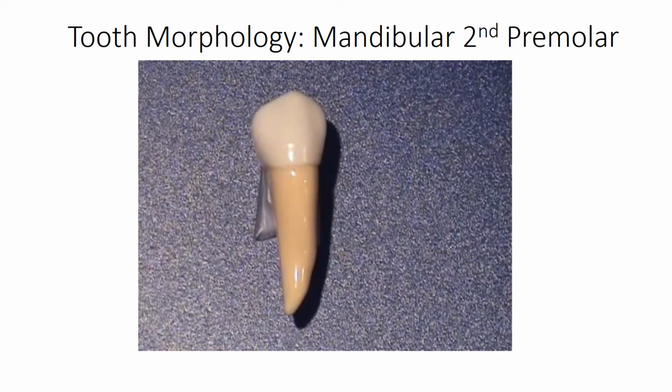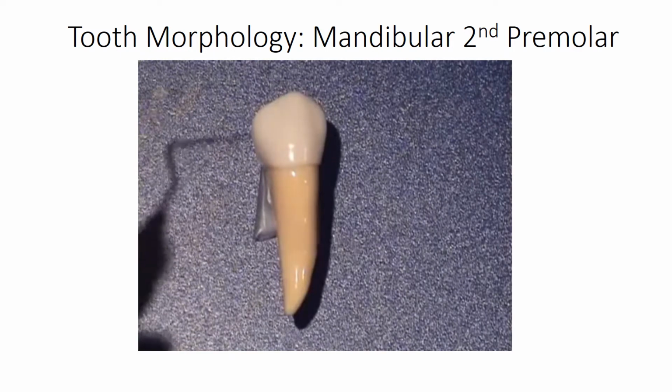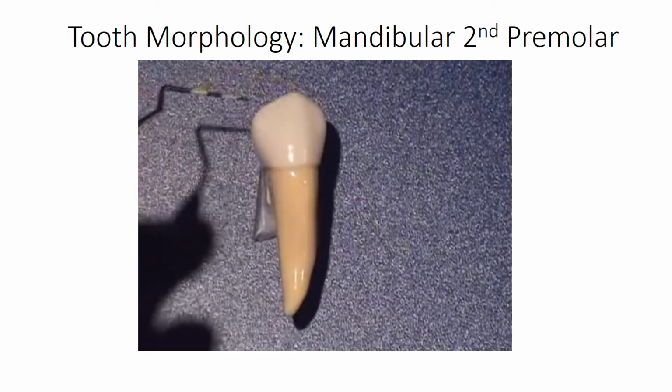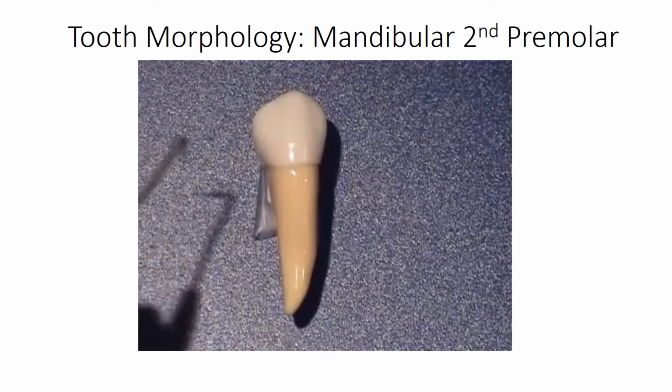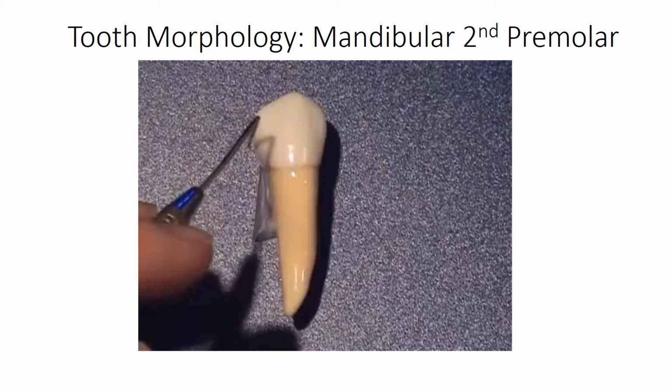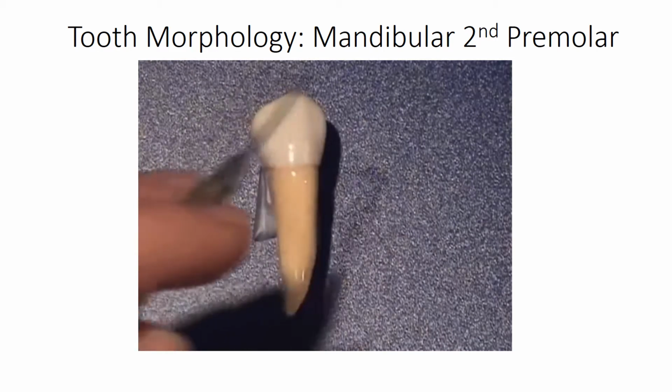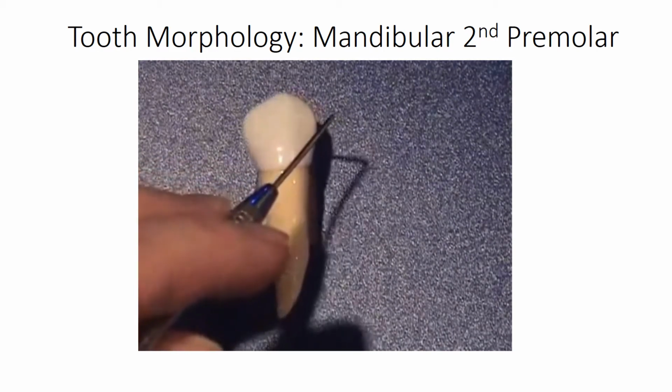The mandibular second premolar can be either a three-cusp type, which would have a buccal cusp and two small lingual cusps, or a two-cusp type. The buccal cusp is shorter and more rounded than the first premolar's. The mesial and distal contacts are located just below the junction of the occlusal and the middle thirds.